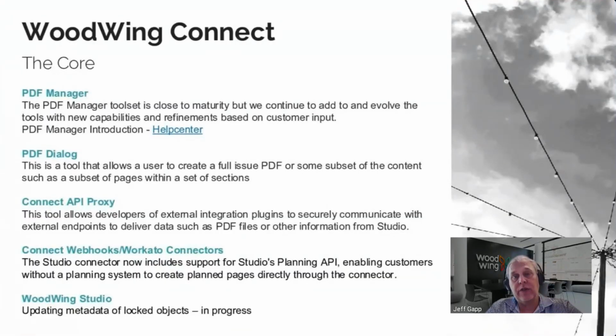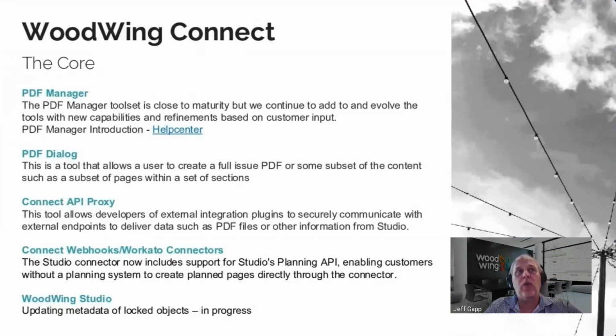Connect webhooks and the Workato connectors. The Studio connector now supports the Studio Planning API. So that enables customers without a planning system to feed, say, an Excel document or a Google Sheets document into the process and then generate planned pages directly through the Workato connector. So that's pretty cool, and we're pretty proud of that one.